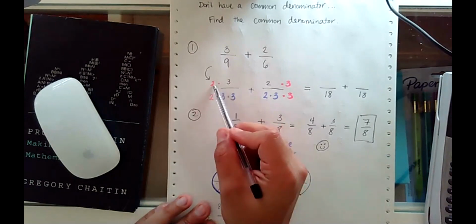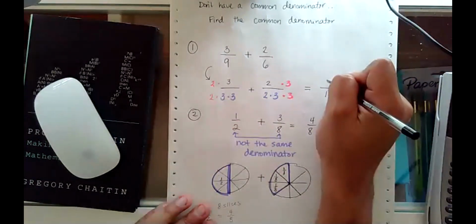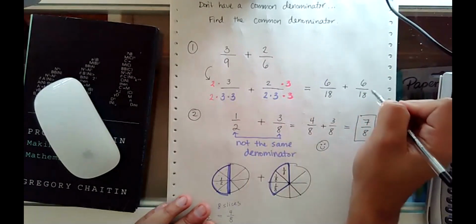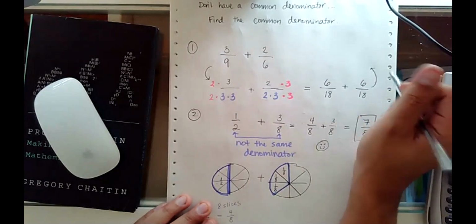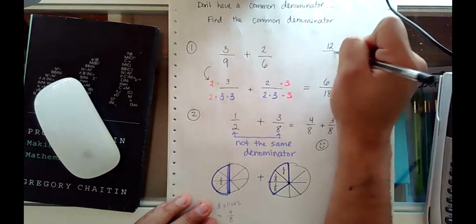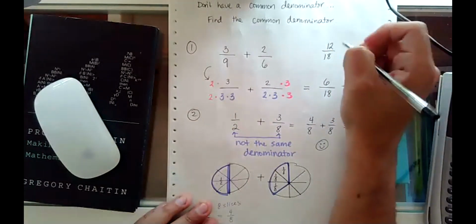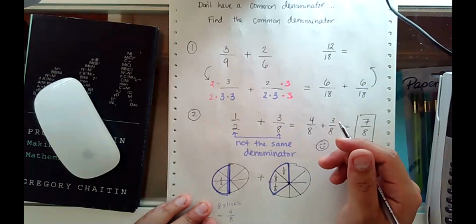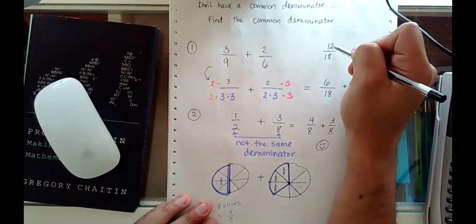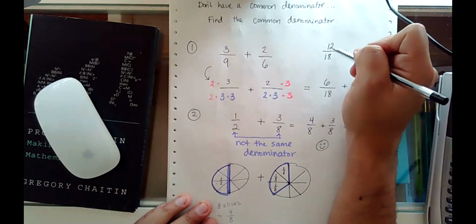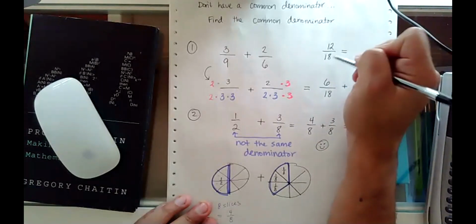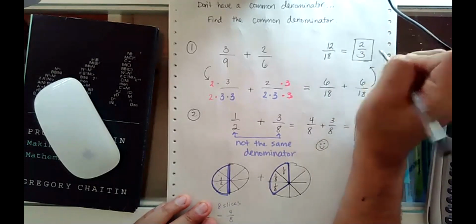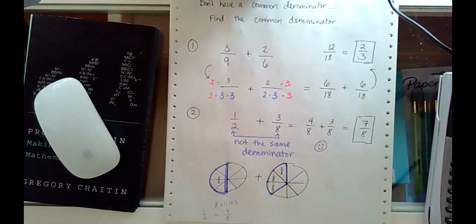Well, it turns out that this is 2 times 3, which is 6, and 2 times 3, which is 6. So I'm going to go up here because I'm running out of space. We have 12 over 18, and then we can go ahead and simplify that by our normal means. These both have a 6 in common, so you might call this a 2 over 3. I'm not showing the work on that one. Sorry about that.